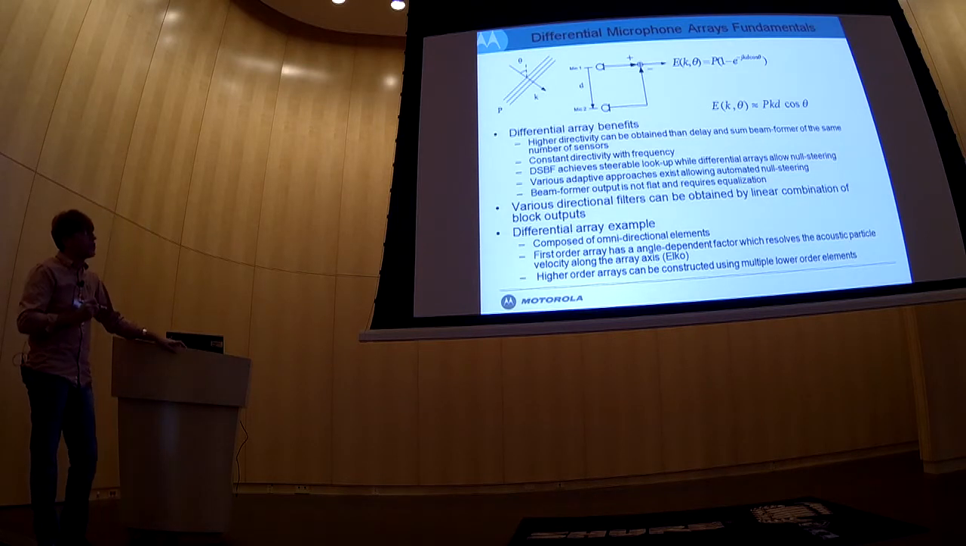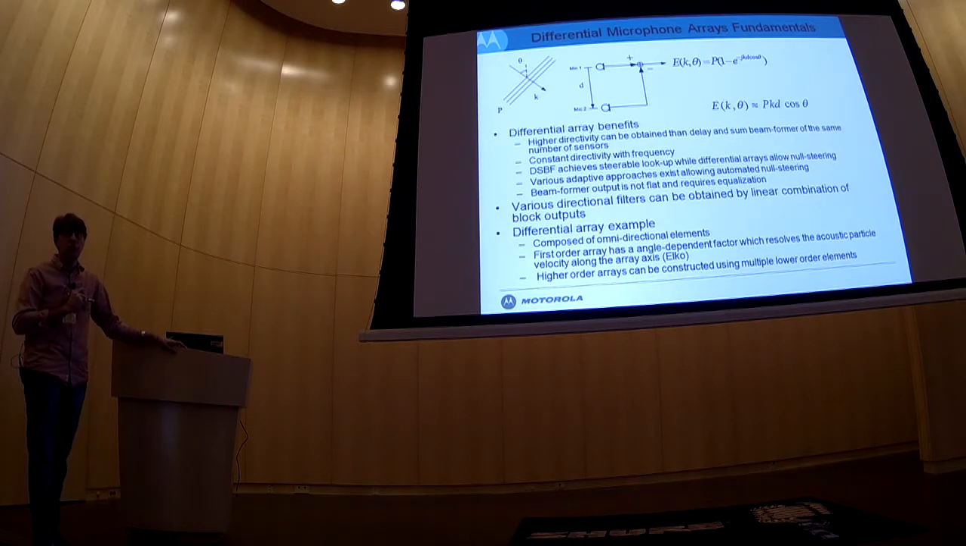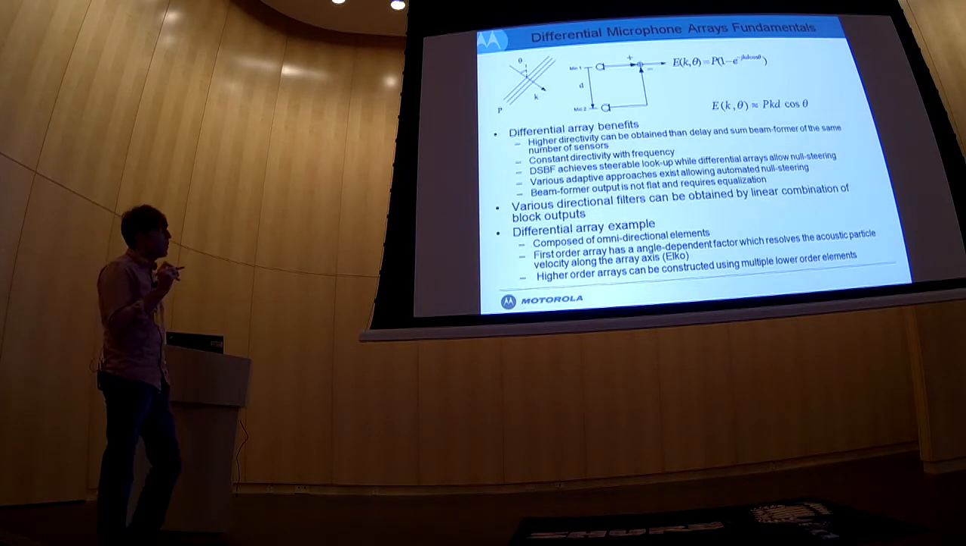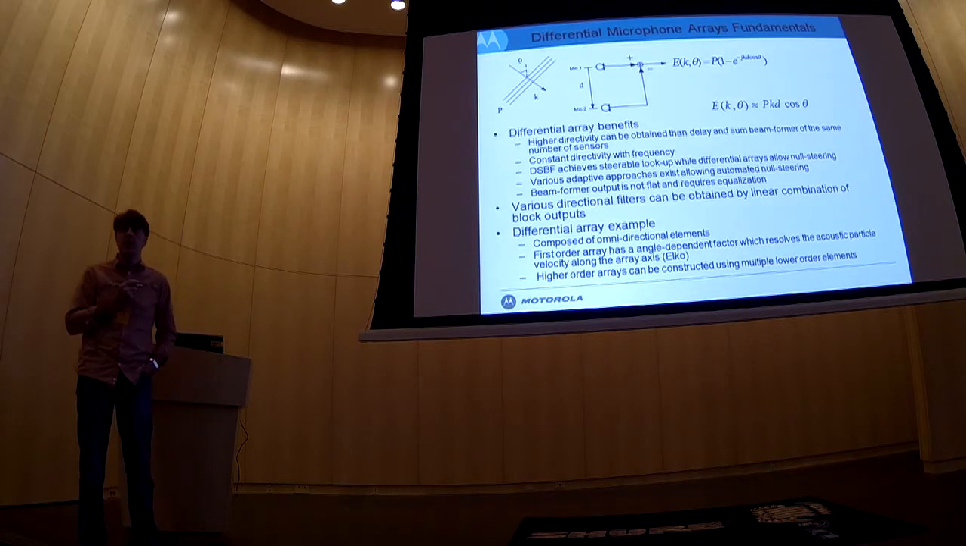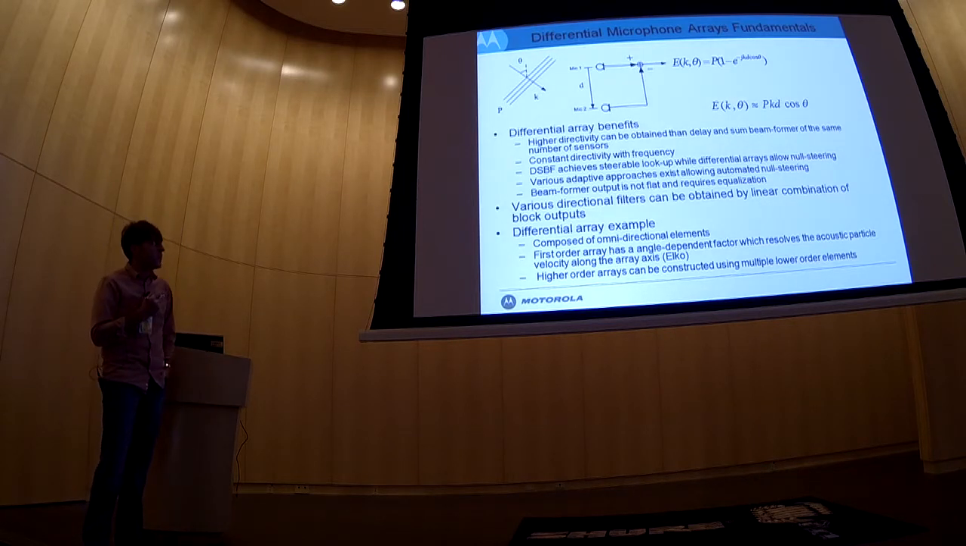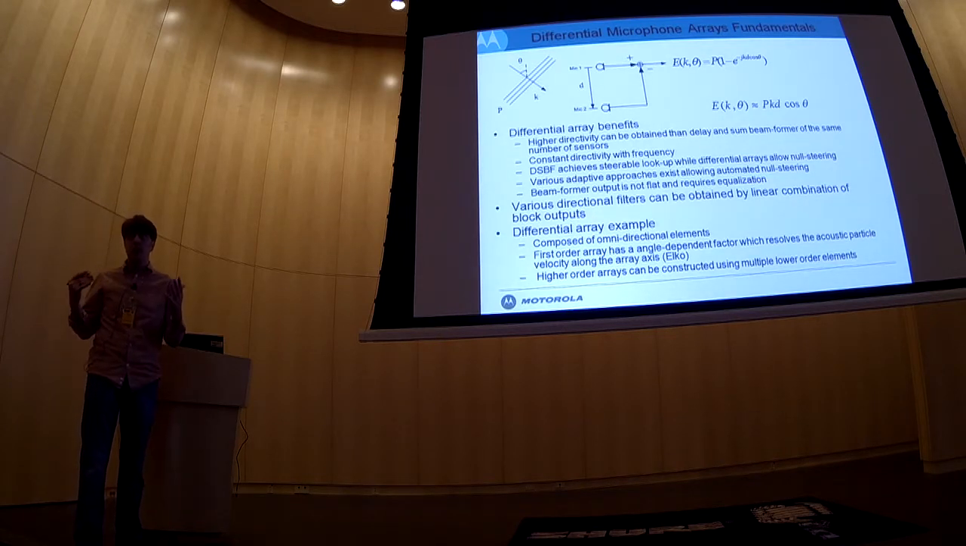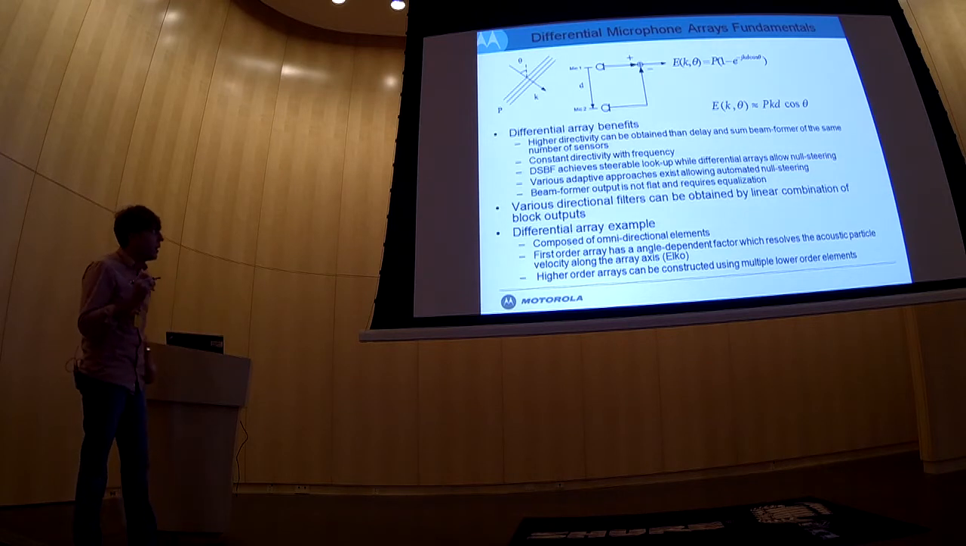The differential array, though, is very useful for applications like ours because it is very cheap computationally and has some really nice desirable properties. Most of all, it has constant directivity with frequency, and that is important because it allows us to get a broadband signal directional in the way we want.